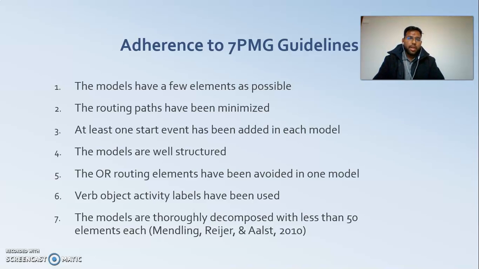In the next slide, the model should be thoroughly decomposed with fewer than 50 elements each. This guideline is also related to the first one, that models have as few elements as possible. There is a positive correlation between size and errors, and for models with more than 50 elements, the error probability is higher. In these slides I have concluded that the 7PMG guidelines address the practical problem many modelers face in large industrial projects, as intuitive guidelines.